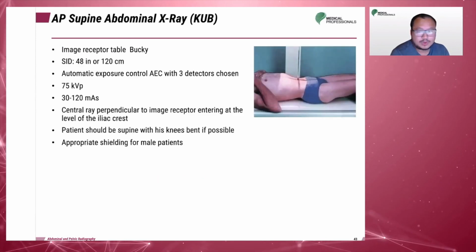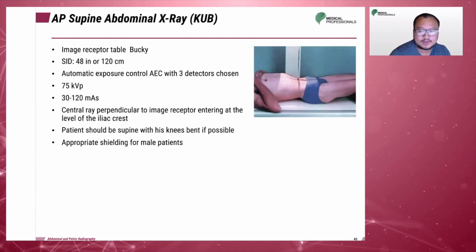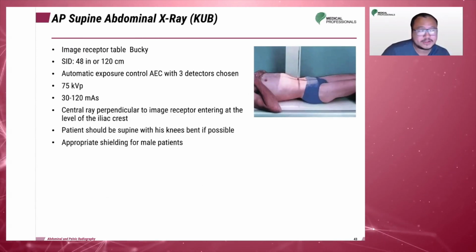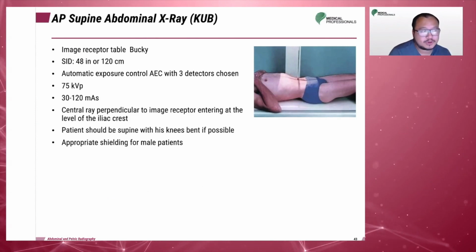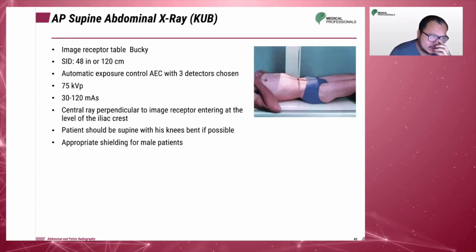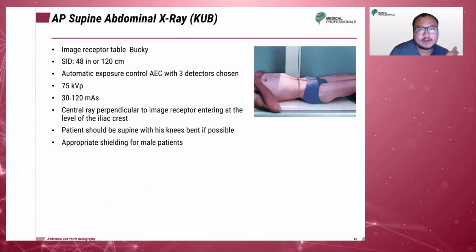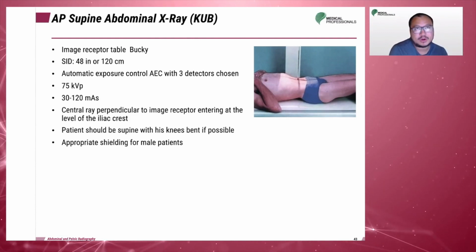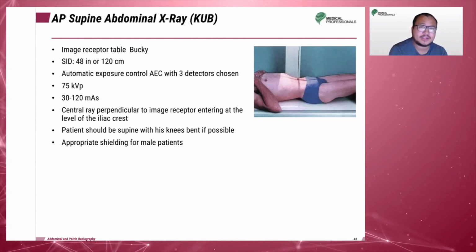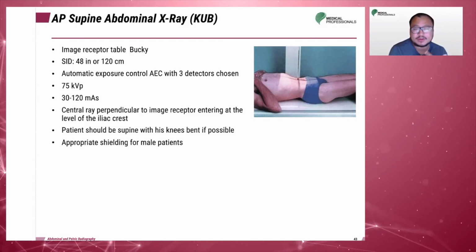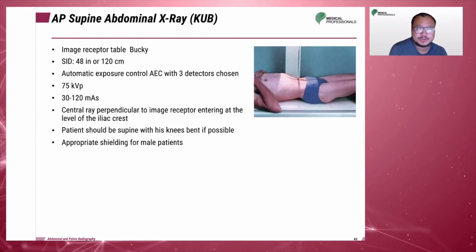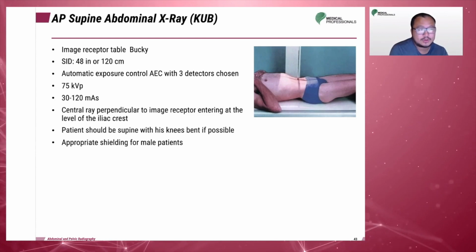Let's go to the next one, which is the supine. So the supine we're doing at the table, 48 inches, automatic exposure control. We're going to select the 3 detectors. If not, 70 to 75 kVp to 30 to 120 mAs may be used. That's dependent on the patient's size, right? Their thickness may be a little bit thicker, so we may have to increase our mAs to get a good quality radiograph.